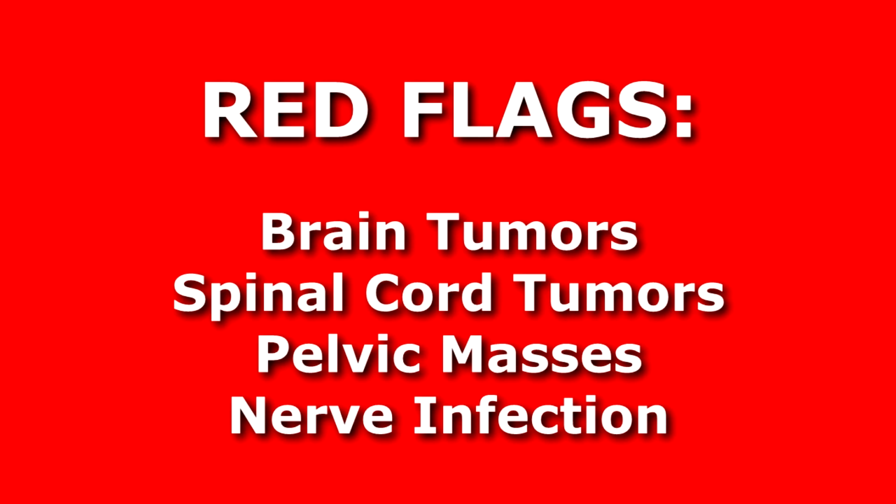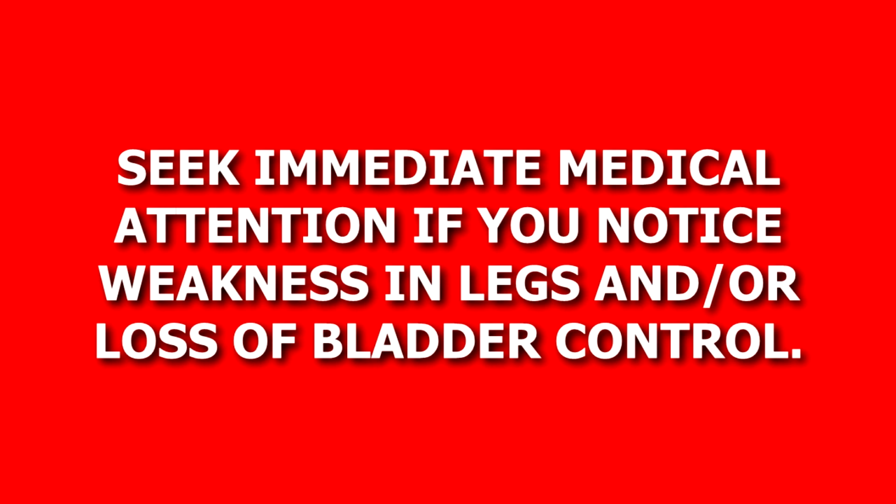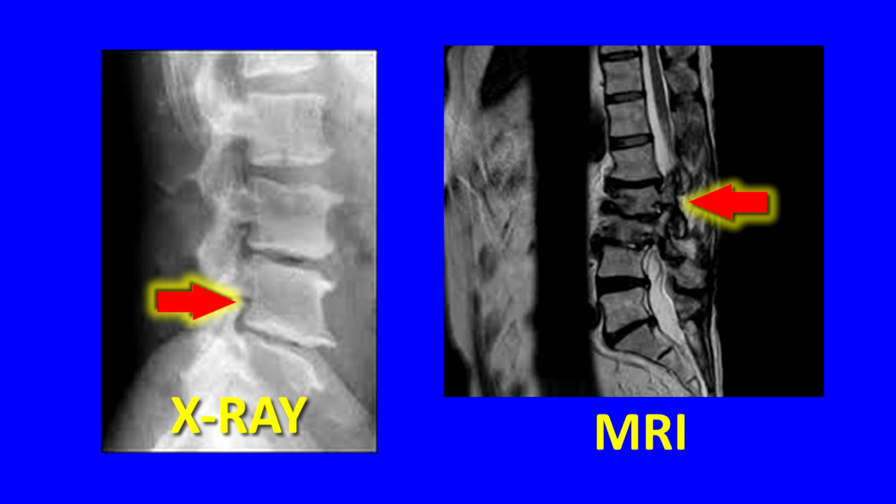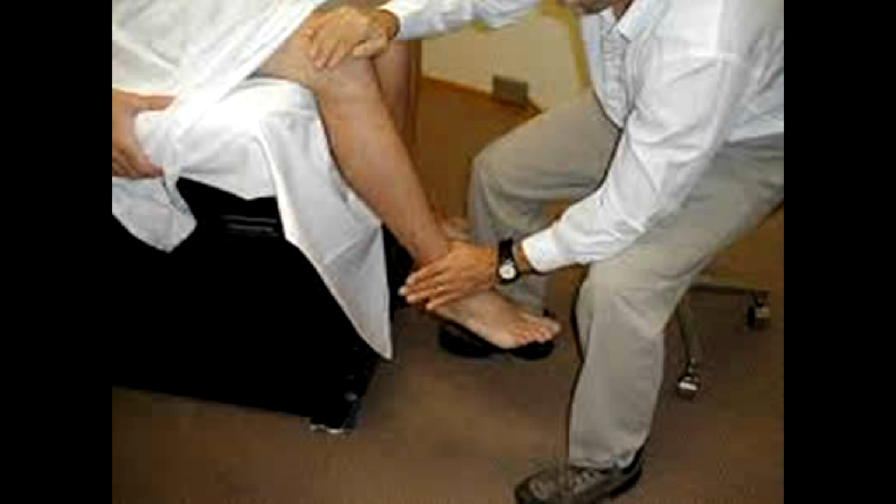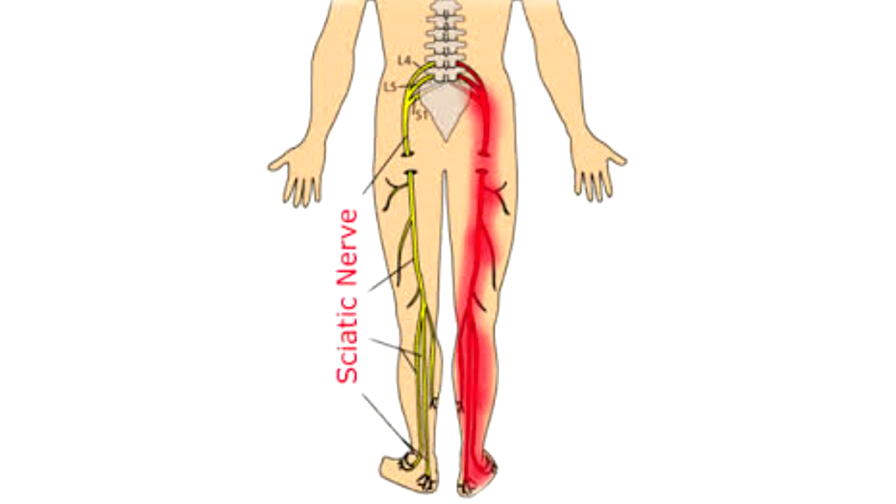Rare red flag causes of sciatica are brain tumors, spinal tumors, and pelvic masses, and maybe even viral infections of the sciatic nerve. Check with your doctor to make sure none of these apply to you. Seek immediate medical attention if you have progressive lower extremity weakness and/or loss of bladder or bowel control. Sciatica from spinal stenosis is diagnosed by X-ray or lumbar MRI. Simple muscle strength and sensory tests can be done to determine if the nerve is not functioning 100%. But basically, if you have nerve pain down your leg, it is fair to assume the nerve is compromised somewhere.